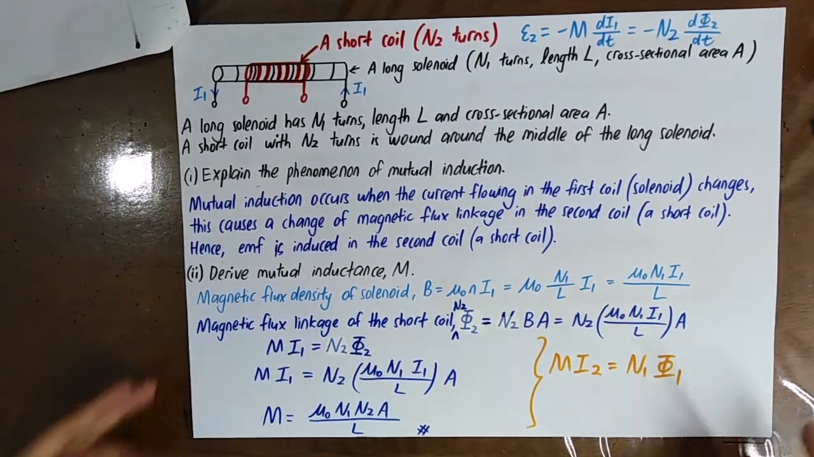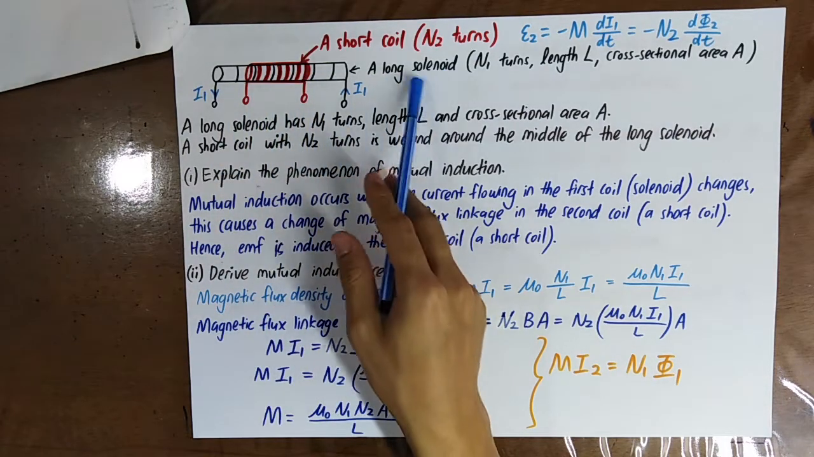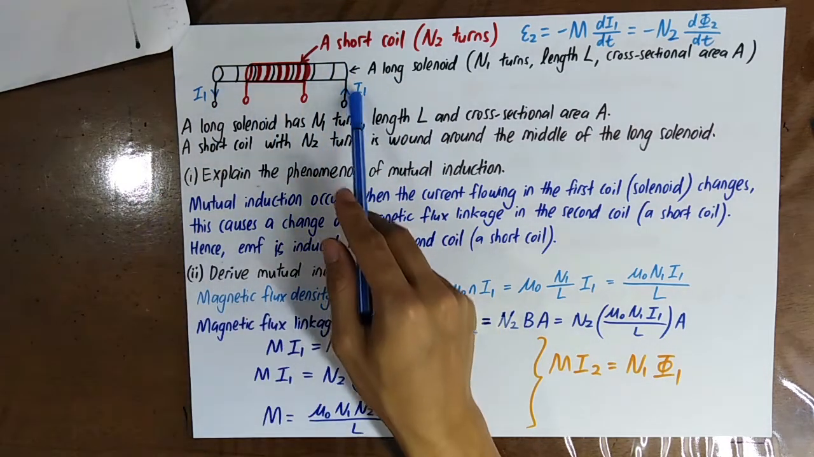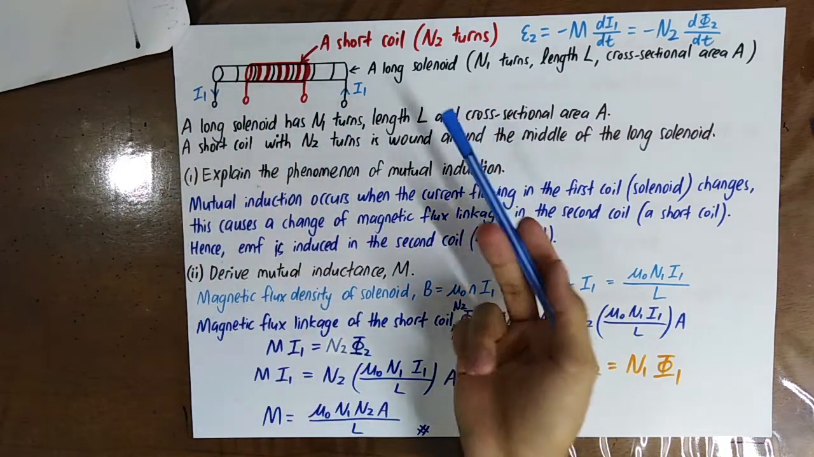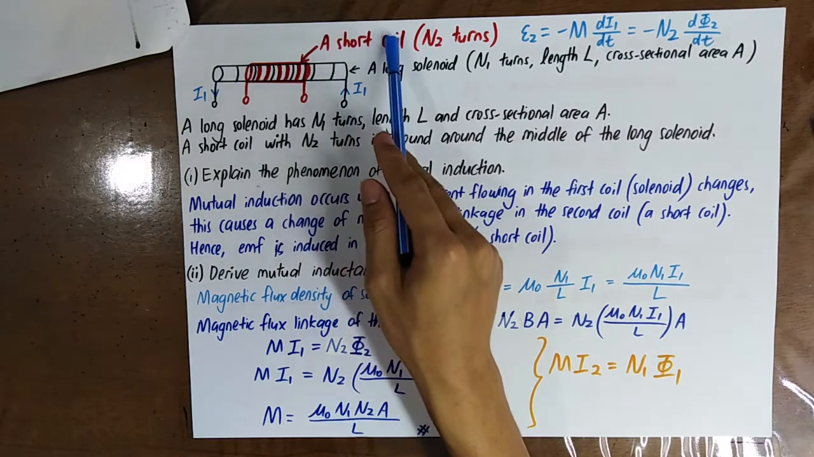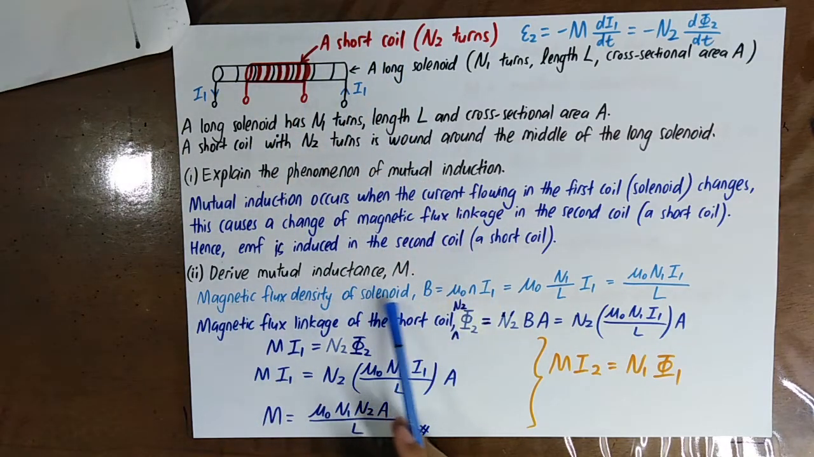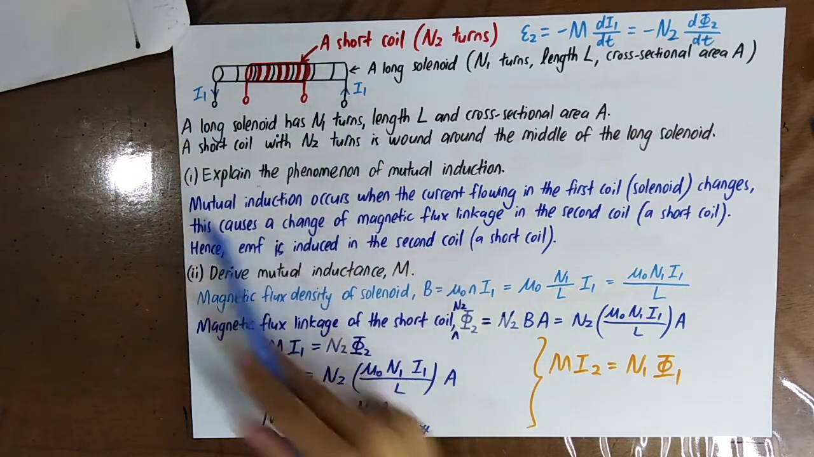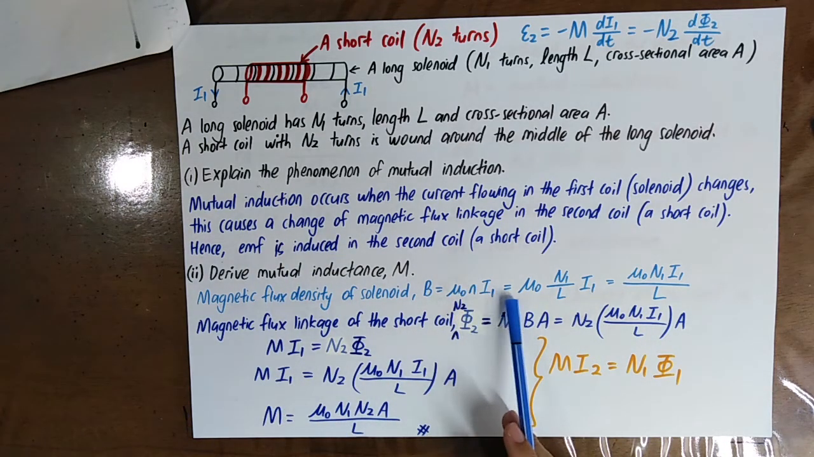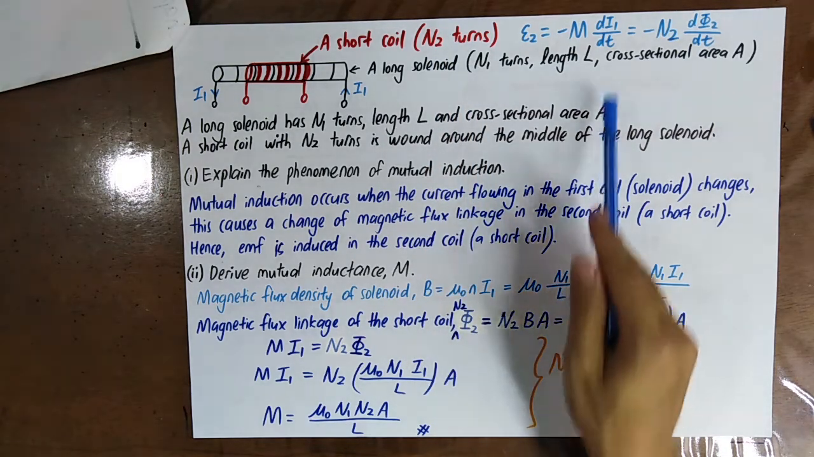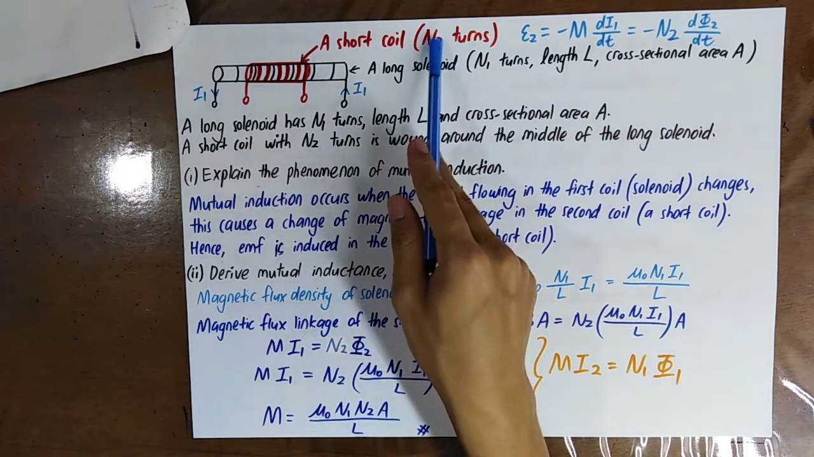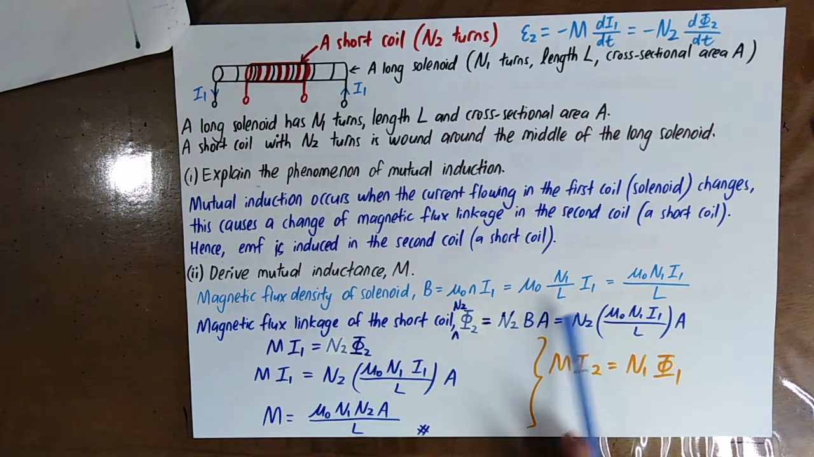Now, please derive the mutual inductance for the solenoid and the coil. First of all, the current flows through the long solenoid, and when the current changes, there will be an induced EMF in the short coil. The magnetic flux density of the solenoid is mu naught N1 I1 over L. I use I1 to denote the current in the first coil, and I2 is the current in the second coil. N1 is the number of turns of the long solenoid, and L is the total length of the solenoid. The magnetic flux linkage of the short coil is N2 phi2, which is N2BA, and B is this one.